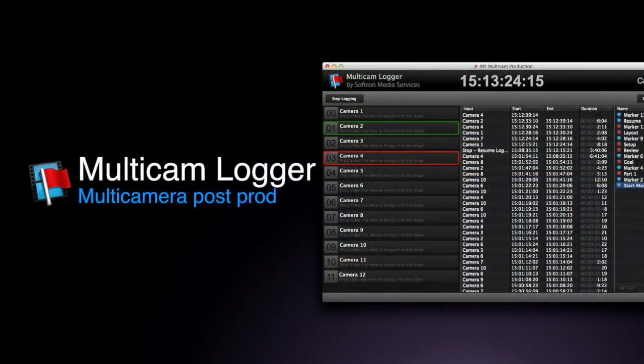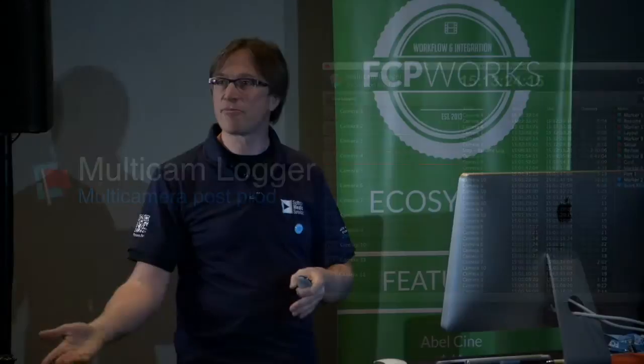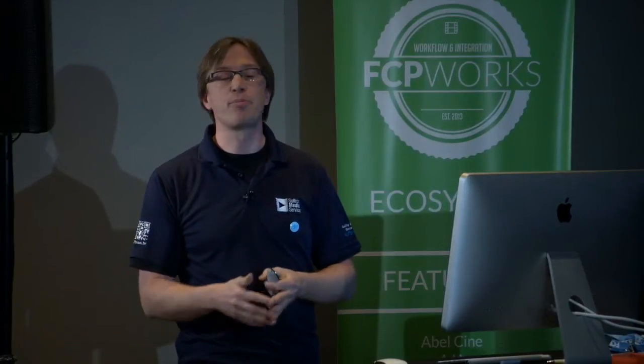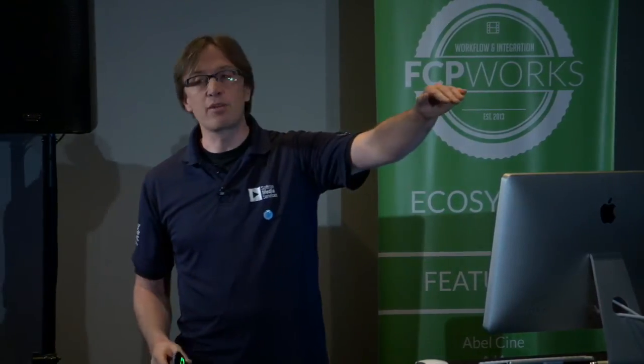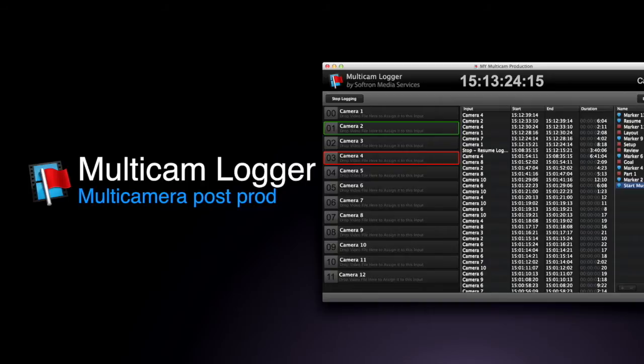Then Multicam Logger, I'll do a quick demo of that also. This makes post-production of multicam easy. It allows you to connect Multicam Logger to your production switcher. It can be an ATEM from Blackmagic or any other production switcher. It will log at what timecode the producer has taken which camera. So you can see there camera 4, camera 2, and the timecode at which it was taken, and then the markers.